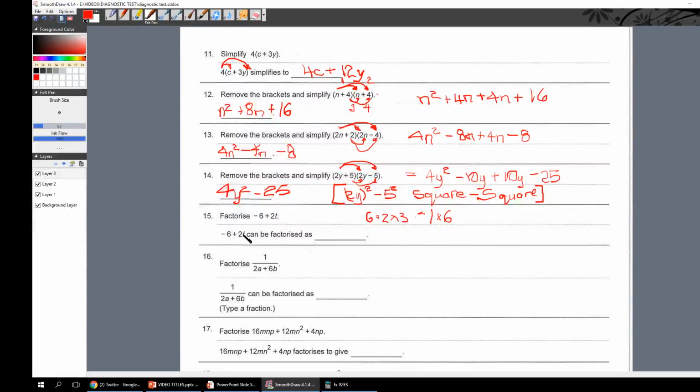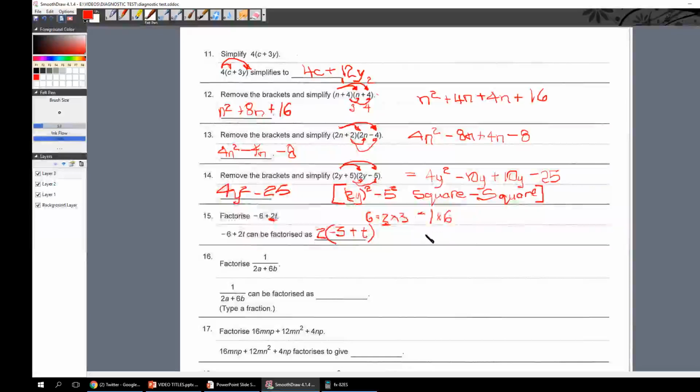So what we're looking for is common factors. So we can see that the common factor there is the 2, the 2 there and the 2 in there. So we can put that outside a bracket. Factorizing is where we put something outside the bracket. So we've got 2 and then we could have negative 3, and then we could have plus t.